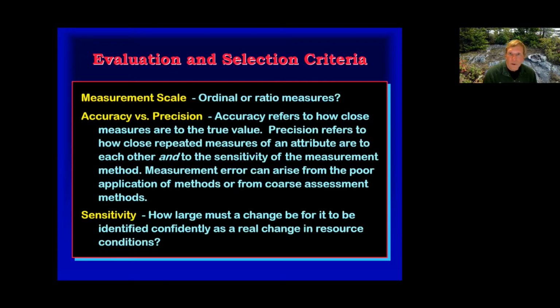The other information that you might want to consider is measurement scale. Is it an ordinal or a ratio measure? And you can look those up on the internet and consider that a little bit. But I've always sort of preferred to use ratio scales. Like it has a true zero, like campsite size. A campsite that's 500 square feet is twice as large as a campsite that's 250 square feet.